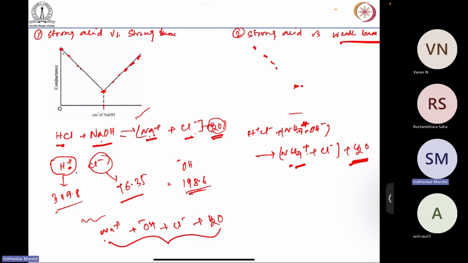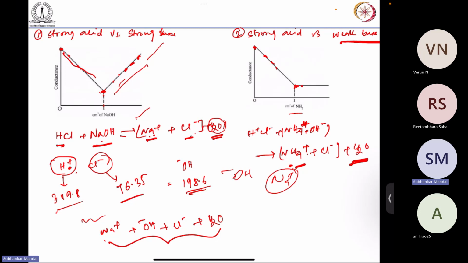So initially it is decreasing linearly. After some time it is increasing, because initially you have H plus, whose conductivity is high, and this H plus is replaced by Na plus, whose conductivity is low. So for this it is linearly decreasing. After some time when the end point comes, you are adding excess amount of NaOH, so in the solution the OH minus concentration is increasing, and the Na plus ion concentration is increasing. For this the conductivity value is increasing. Okay, so those things we have discussed.